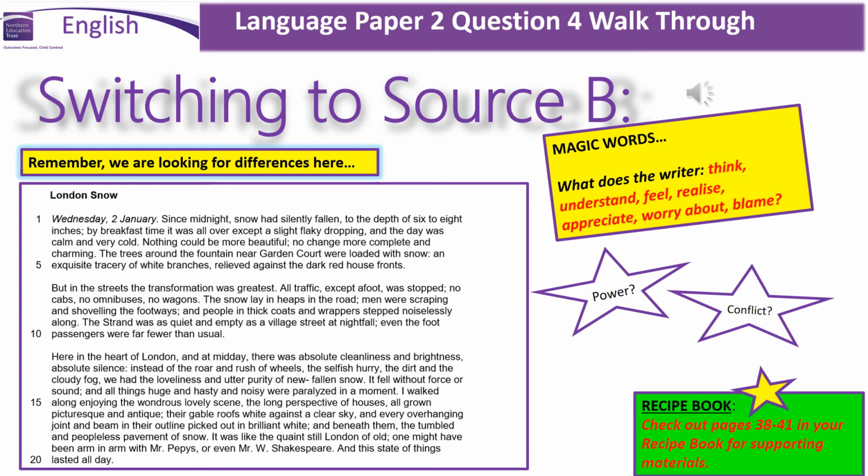So again, that positive imagery of the white, really contrasting with the way that the writer describes the snow, the white wall of snow in source A. And he describes London as a quaint, still London of old, and it's at this point he thinks that this snowfall has almost taken him back in time, a time where London was quieter, where life was easier, and where he could wander down the streets and just enjoy the beauty of the natural world.